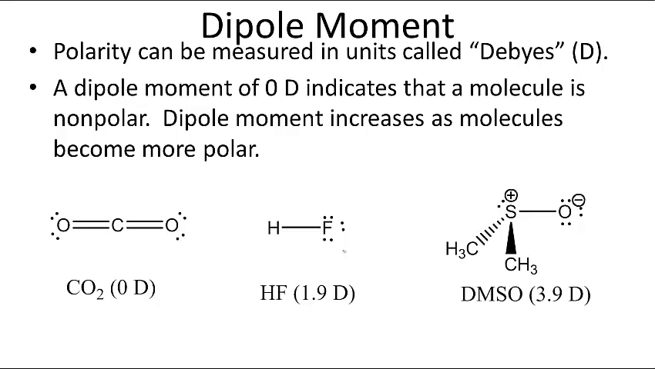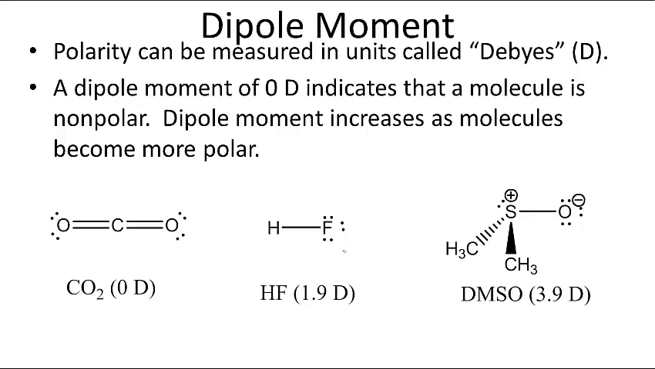Okay, so polarity can be measured in units called debyes. We do not need to understand the debyes. All you need to basically understand is what we call the dipole moment, which is the overall polarity of the molecule. So if it's 0, a molecule is nonpolar, and as the dipole moment increases, the molecules become more polar.